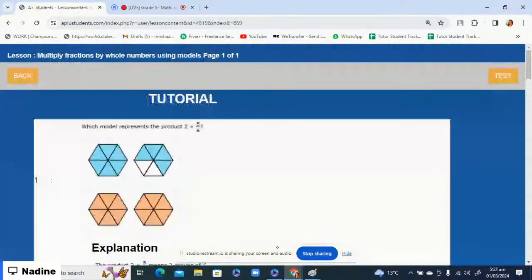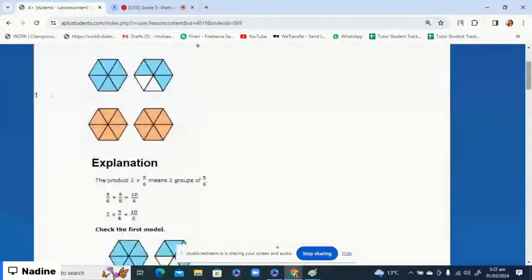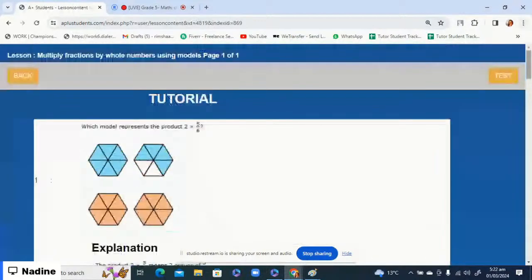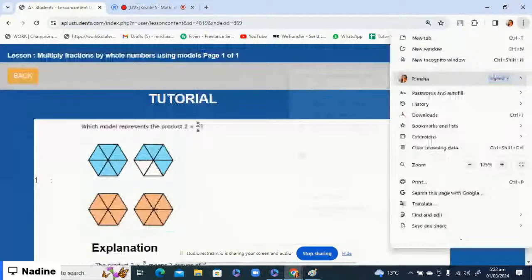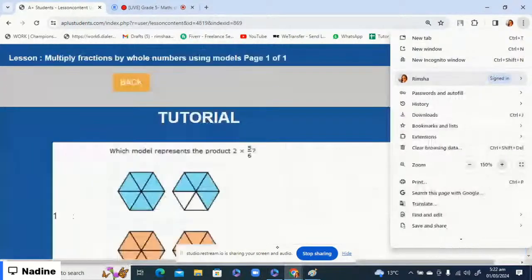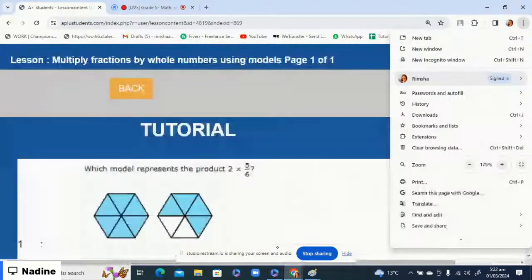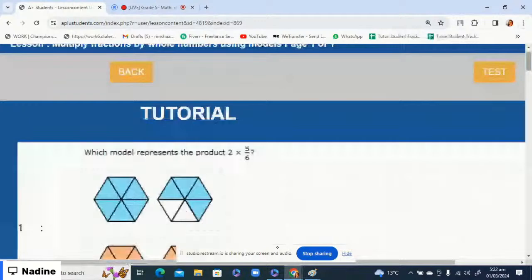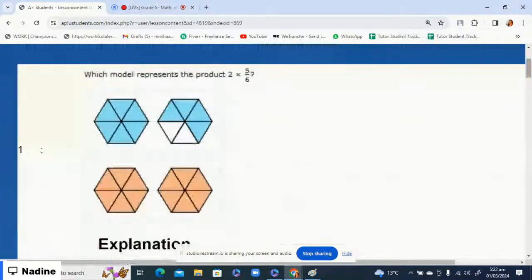So now, just give me a second. I'm going to open this. Now, which model represents the product 2 times 5 by 6? Okay, 2 times 5 by 6.